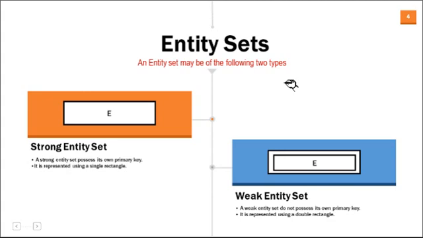Here the representation of a weak entity is a double rectangle. The representation of a strong entity set is a single rectangle. Is it fine? How will we represent our entity? We will represent our entity or entity set by a rectangle.